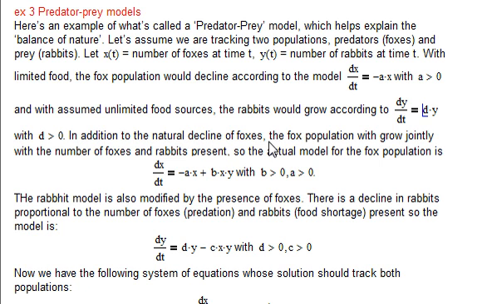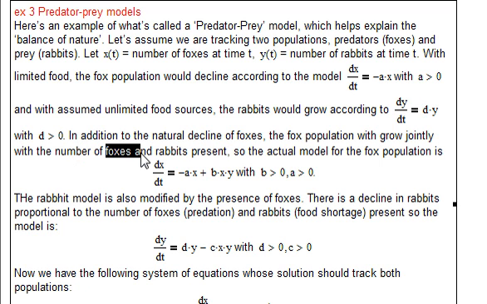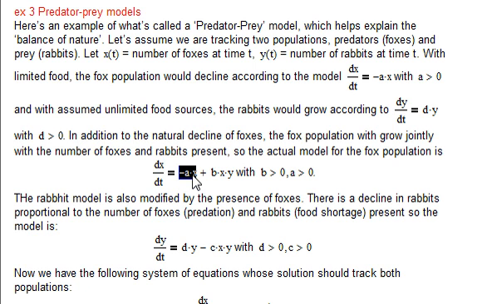In addition to the natural decline of foxes, the fox population would grow jointly with the number of foxes, after all, it takes two foxes to make baby foxes, and the rabbits present. Foxes will grow according to the number of rabbits present because that's a food source. So the actual model for the fox population is dx/dt equals negative ax, the natural decline, plus b times the product of x and y, because it's varying jointly, right? Increasing jointly with the number of foxes and the number of rabbits.